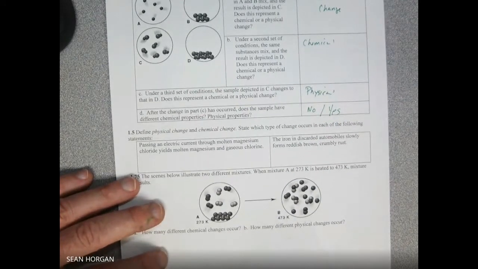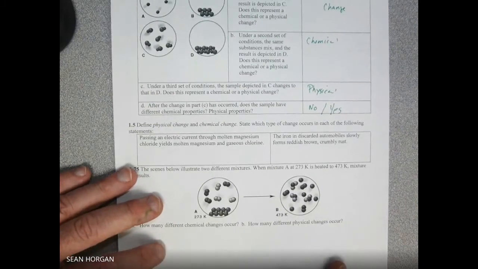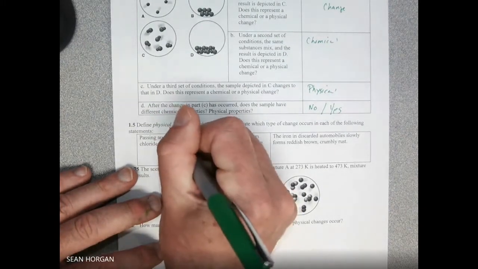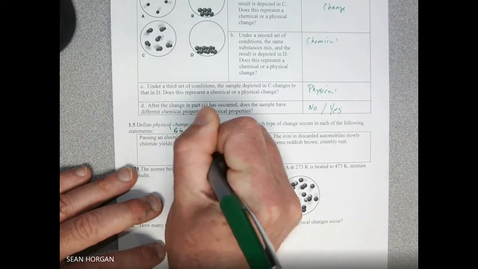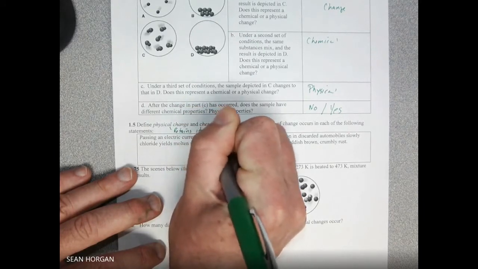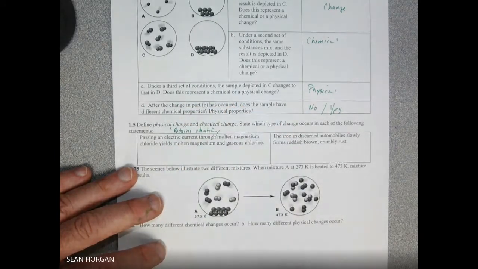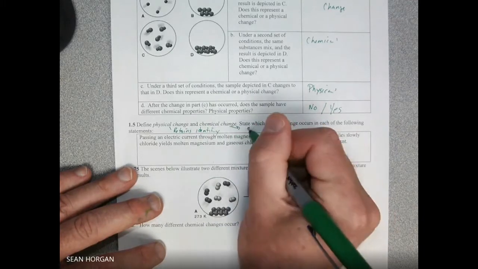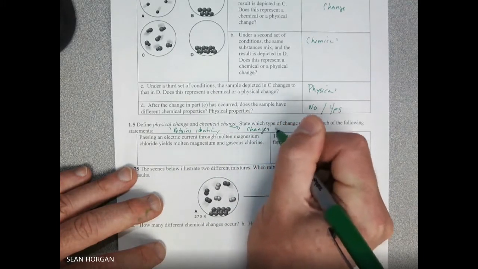Right, so it's define physical change and chemical change. I didn't leave a lot of room here, right? Physical change retains identity, characteristics, chemical change changes identity.